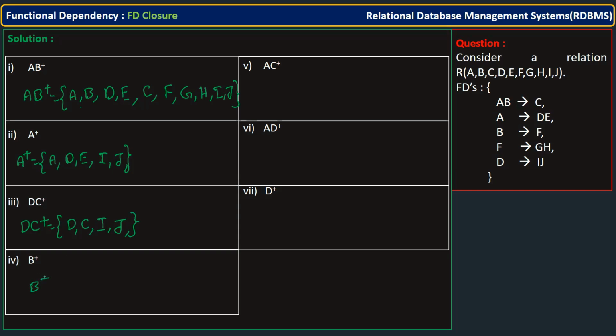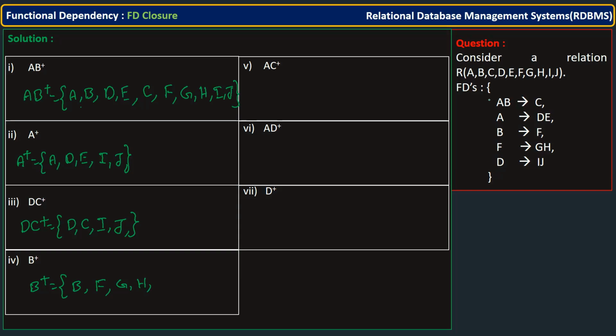Now let us go for the B closure itself. Let us add B first of all. A is not there, B is there of course, but the entire LHS part must be there in the set. So you can skip the first FD. A is not there, but B is there. B is deriving F. Yes. Now F deriving GH. F is there, right? So GH you can include. After that, D is not there.